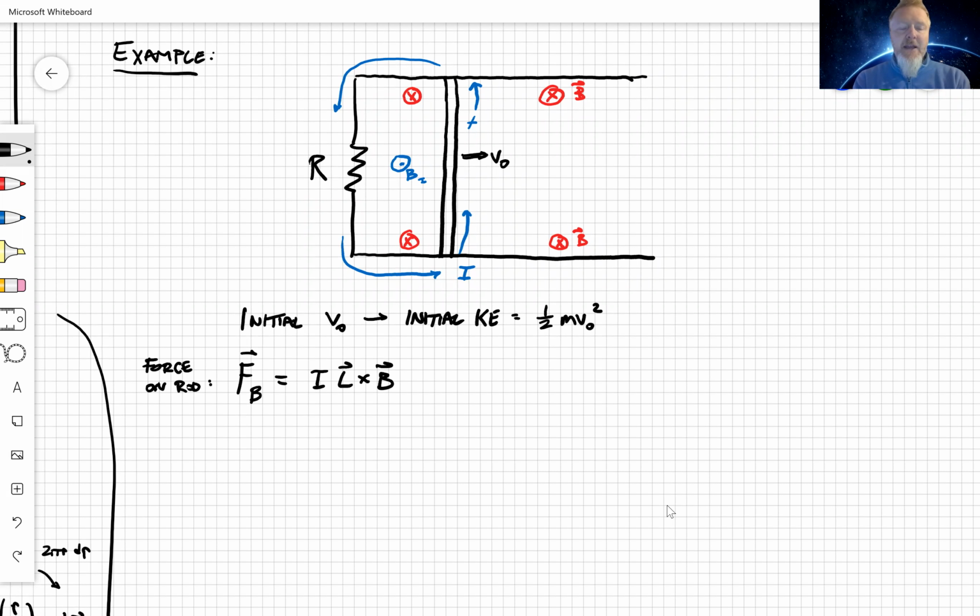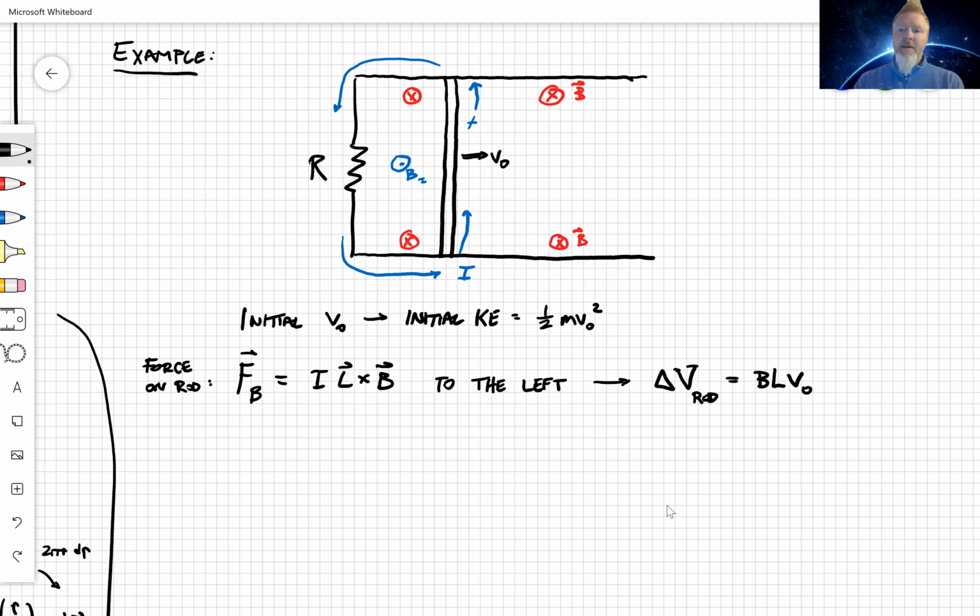And which direction is that going to be? Well, current is going up and the magnetic field is in, so this force is to the left. Okay. Now recall that the voltage that we set up in that bar in the previous example, the voltage delta V in the bar or in the rod is equal to BLV. And in this case, it would be initially BLV naught, right?